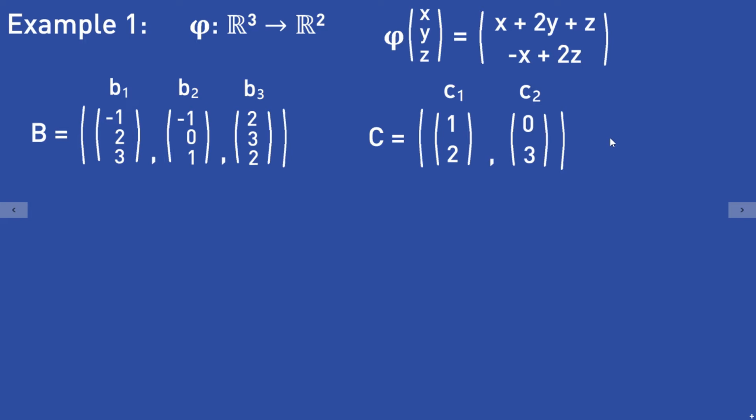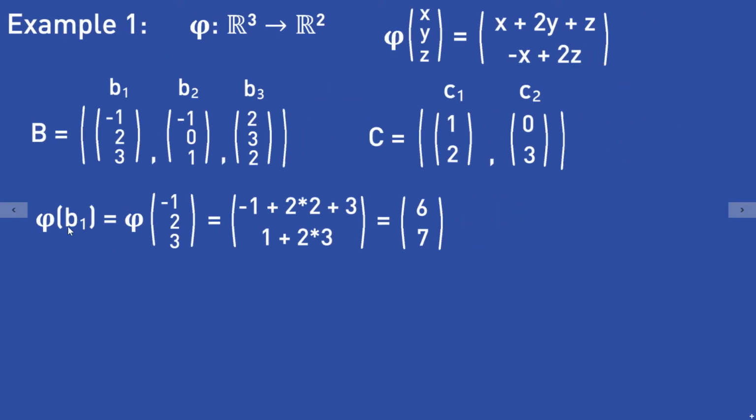So first of all, we have to calculate phi b1, phi b2, and phi b3. So let's start with phi b1. So b1 is that vector here. When inserting this here, we get the following. When we solve this, we get the following vector in R2, 6 and 7.